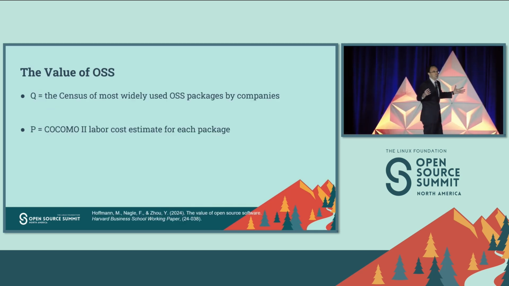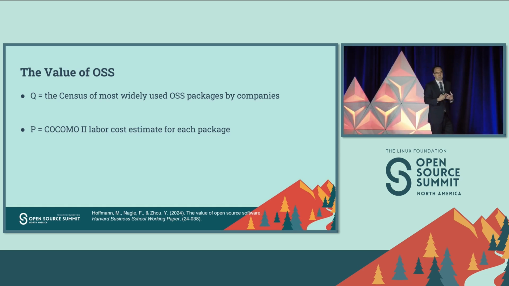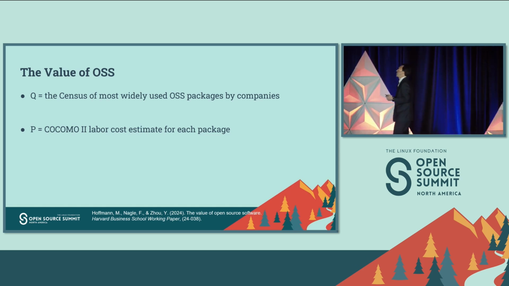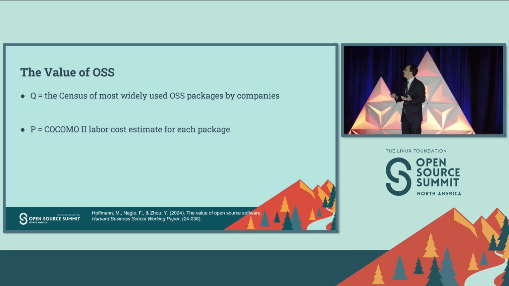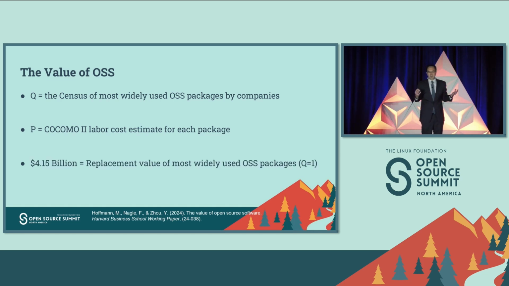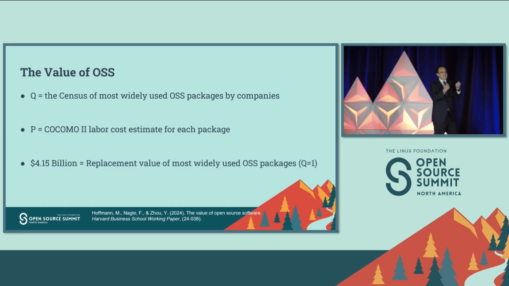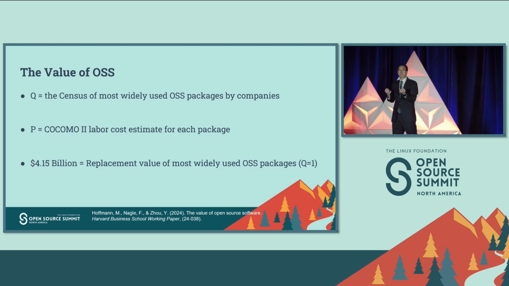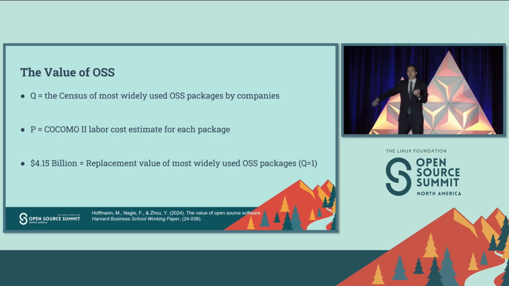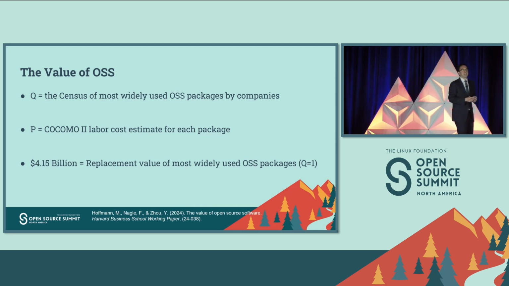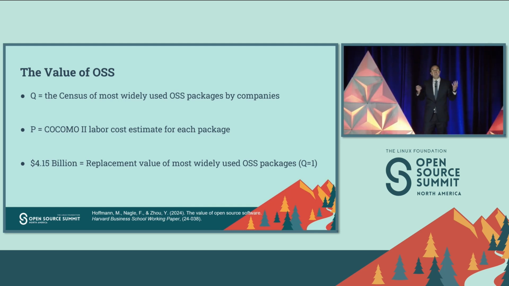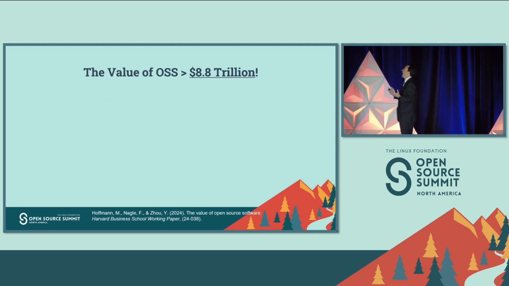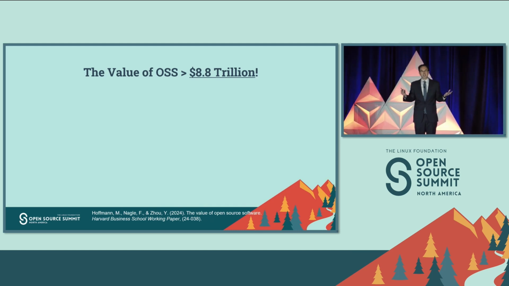so we can think about the broad use of open source within companies. We have P from this COCOMO model, and so we start by thinking about if we had to do this once, what would it be? We end up with about $4 billion. Again, this is less than some of those other estimates because we were focused on only the most widely used open source packages, as opposed to the long tail that is there and is important, but isn't necessarily creating tons of economic value. And then we multiply by our Q, and this is where we get our almost $9 trillion.